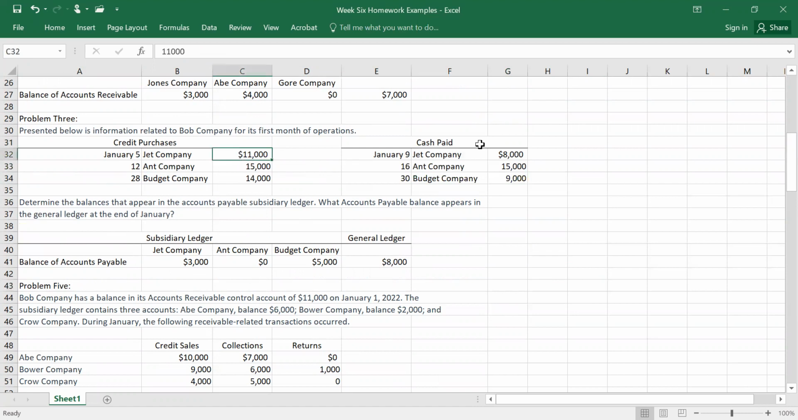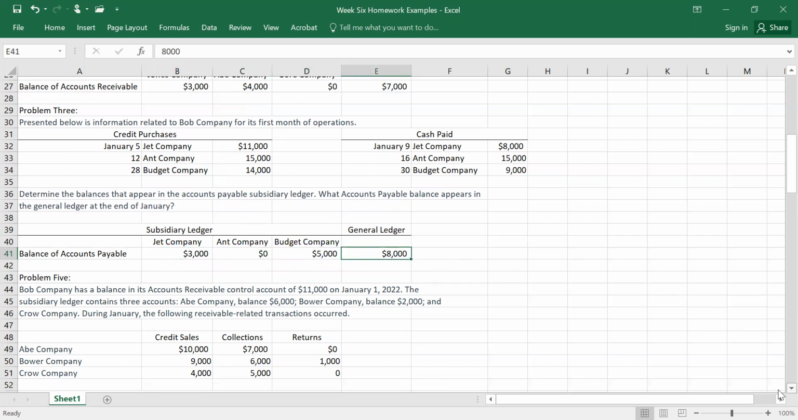So for Jet, we have 11,000 minus 8,000. So the balance in accounts payable for Jet is 3,000. Ant is 15,000 minus 15,000. So Ant's balance is 0. Budget is 14,000 minus 9,000. Budget's balance is 5,000. And then for the general ledger, it's 3,000 plus 5,000, so it's 8,000.